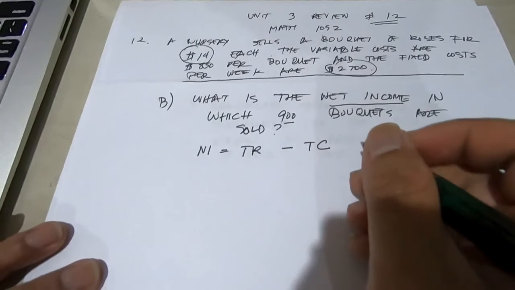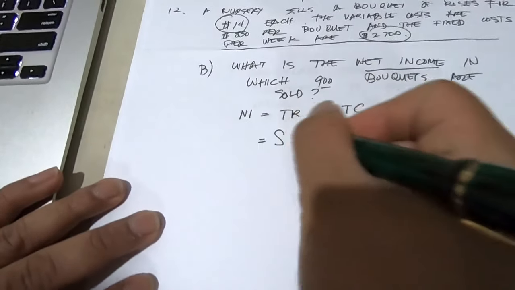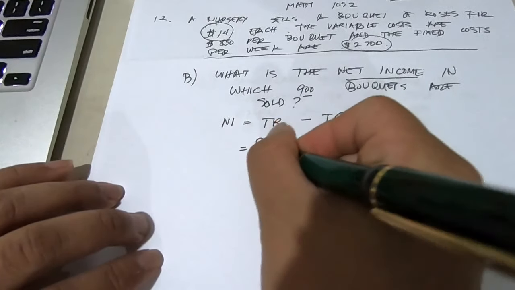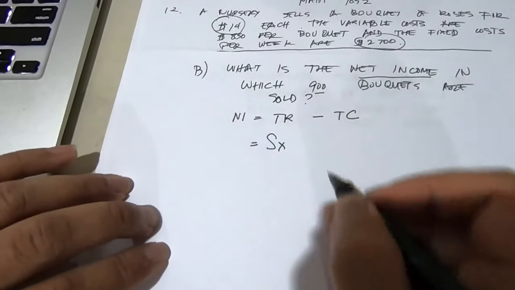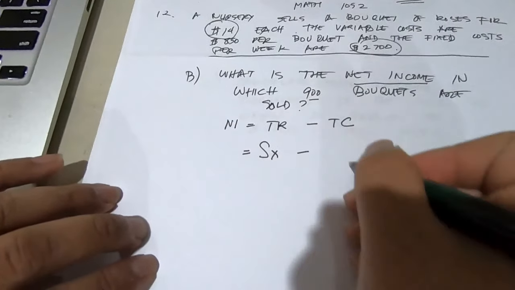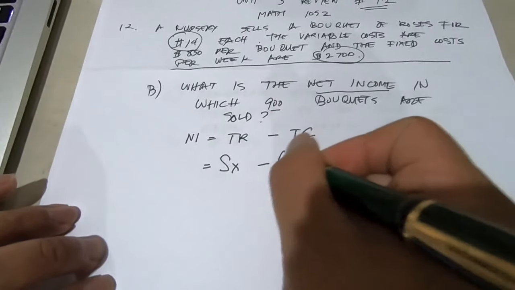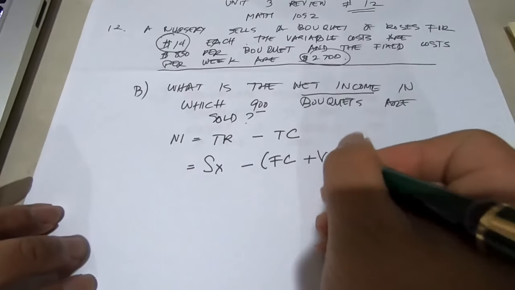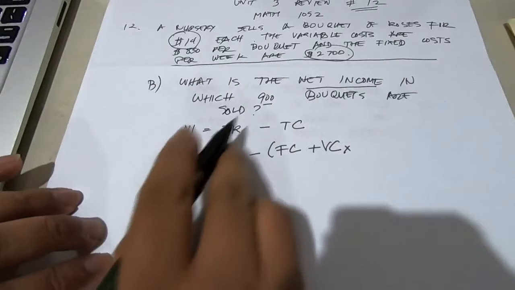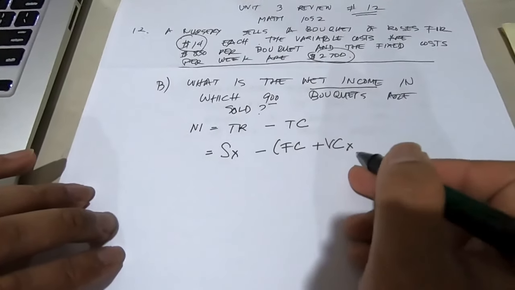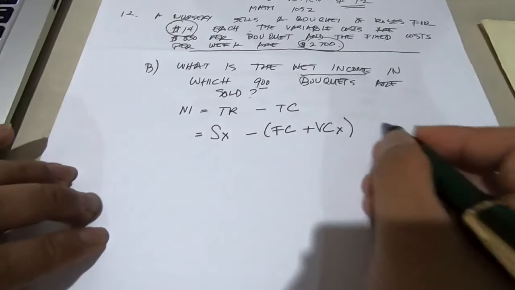The specific formula is as follows. Net income equals selling price multiplied by X, which is not the break-even volume this time, but the volume that's given, which is 900, minus total cost. Total cost is equal to fixed costs plus variable costs multiplied by the production volume. Again, in this case, it's 900. This is not the break-even volume at this point. Okay, so that is the formula we have in mind.